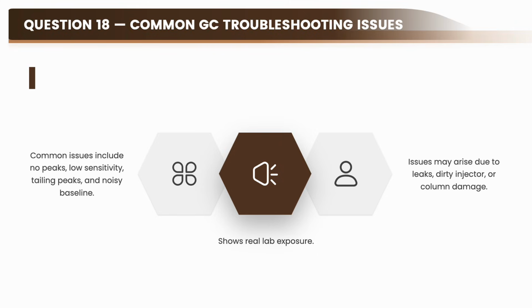Common GC problems include no peaks, reduced sensitivity, tailing peaks, baseline noise. These issues can occur due to gas leakage, contaminated injector liner, damaged column, or detector contamination. This answer will show to the interviewer that you have seen GC in real working conditions, not just on paper.